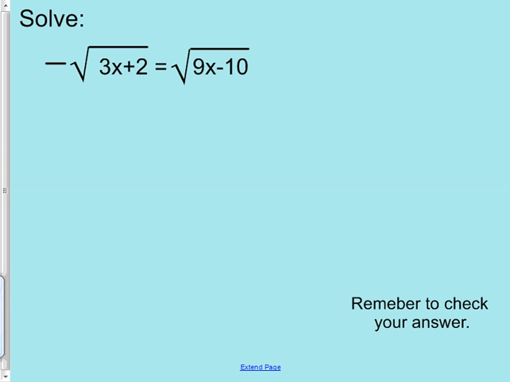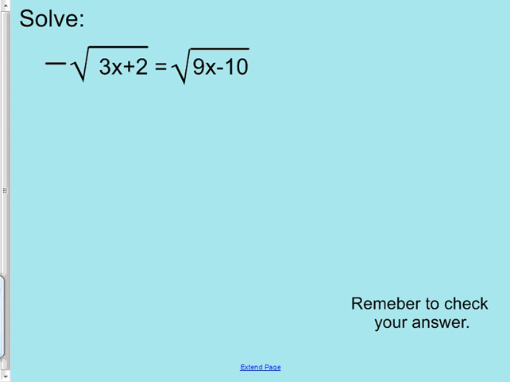What? The square roots on both sides? How do I fix a square root? Okay. So you're saying I should square both sides. What about the negative?